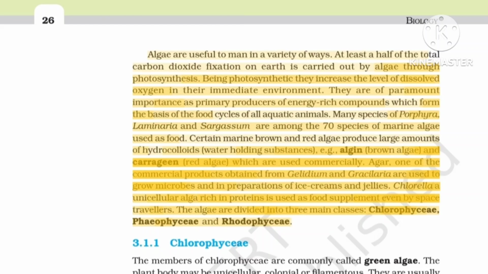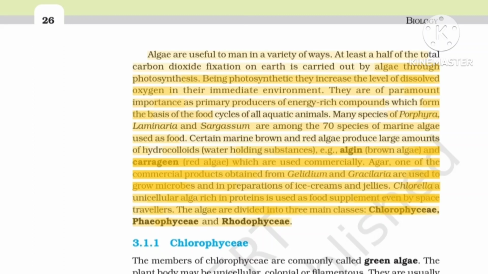Let's talk about the uses of algae. As we know, half of the total carbon dioxide fixation on Earth is carried out by algae through photosynthesis, and by photosynthesis they increase the level of dissolved oxygen in the environment. They are primary producers of energy-rich compounds, and Porphyra, Laminaria and Sargassum, these marine algae, are used as food.